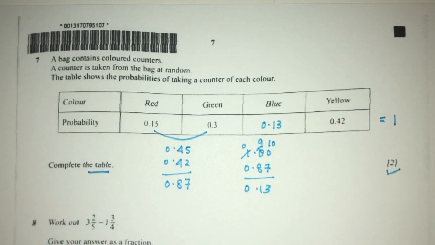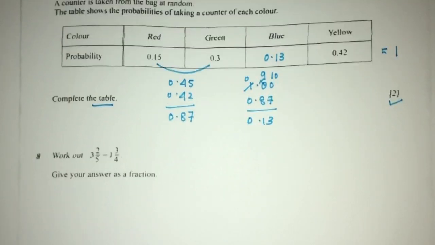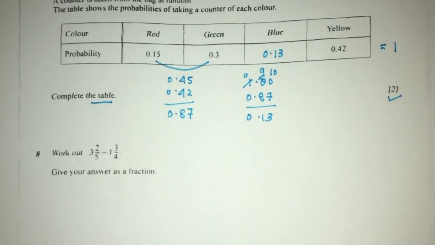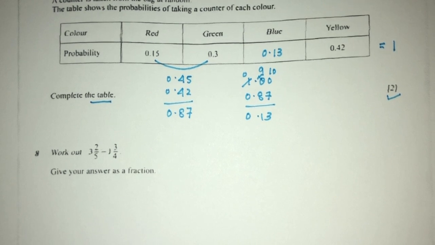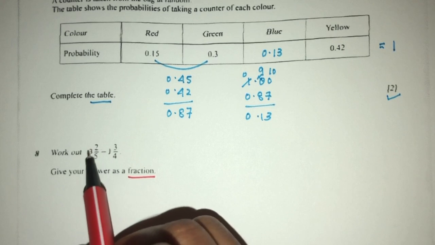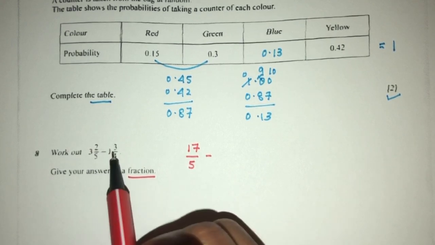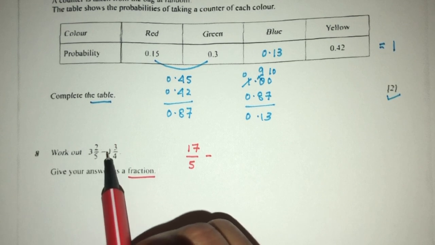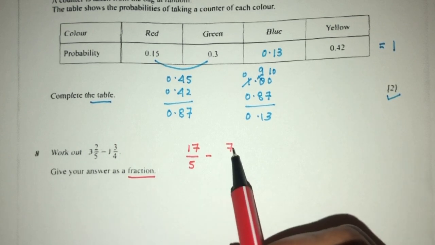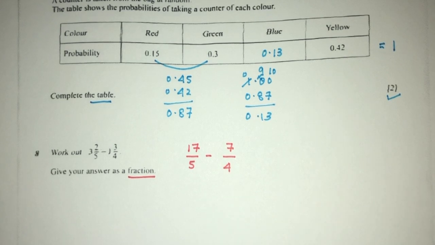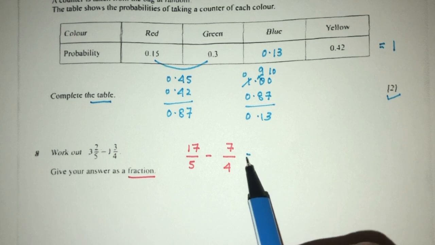That is part 7. Now question number 8, we have to work out this fraction subtraction and give your answer as a fraction. Pretty easy. So let's break this down. We have 3 times 5 is 15 plus 2 is 17 over 5, minus 1 times 4 plus 3, so 1 times 4 is 4 plus 3 is 7 over 4. Now as you can see, we have different denominators. We have to make them the same.